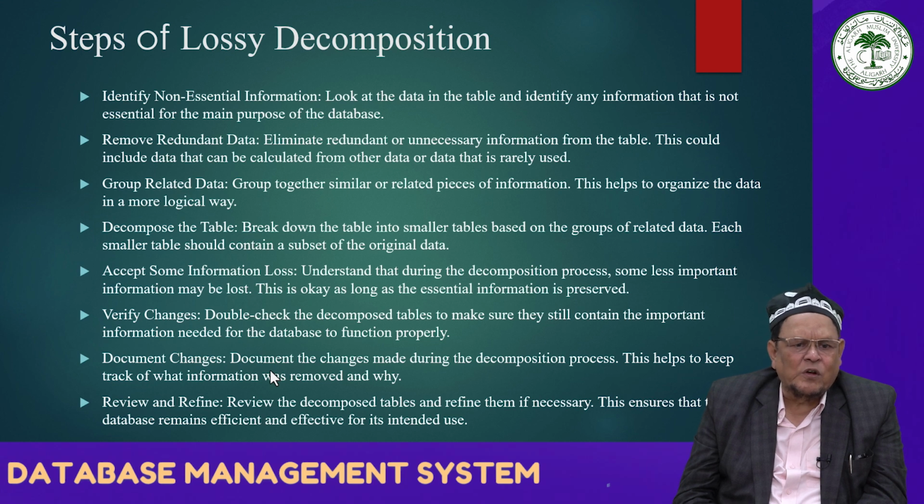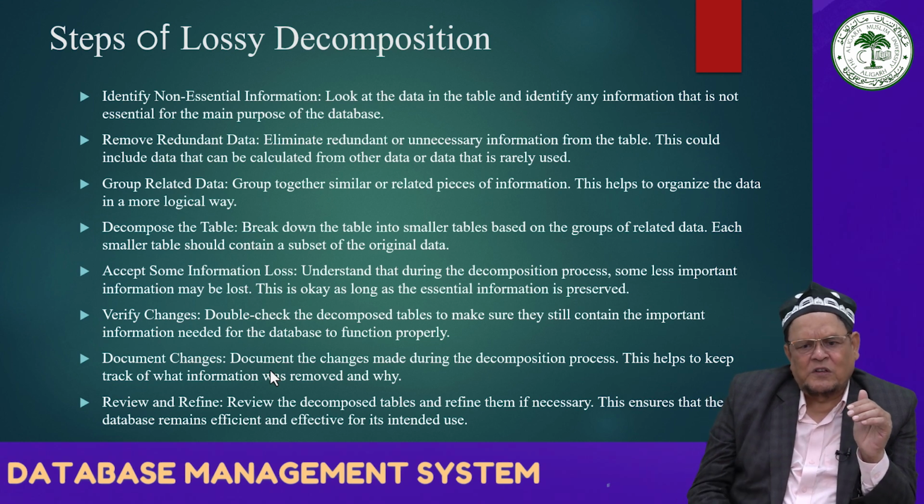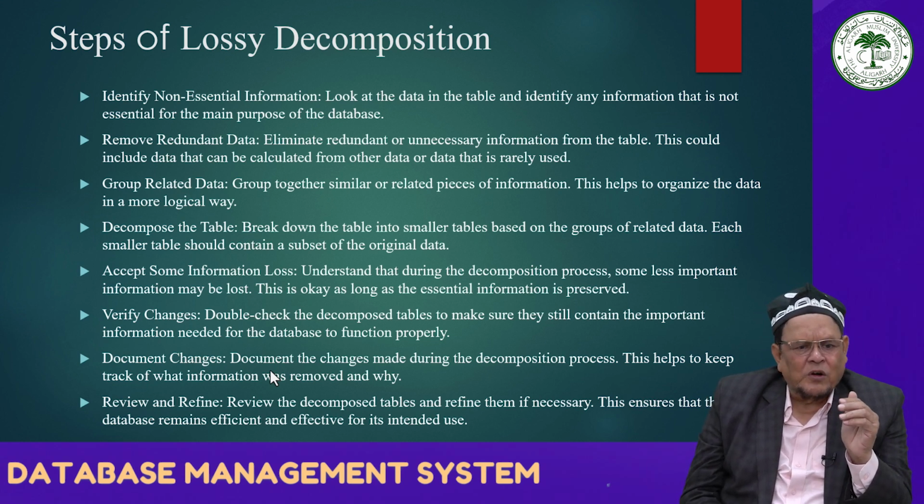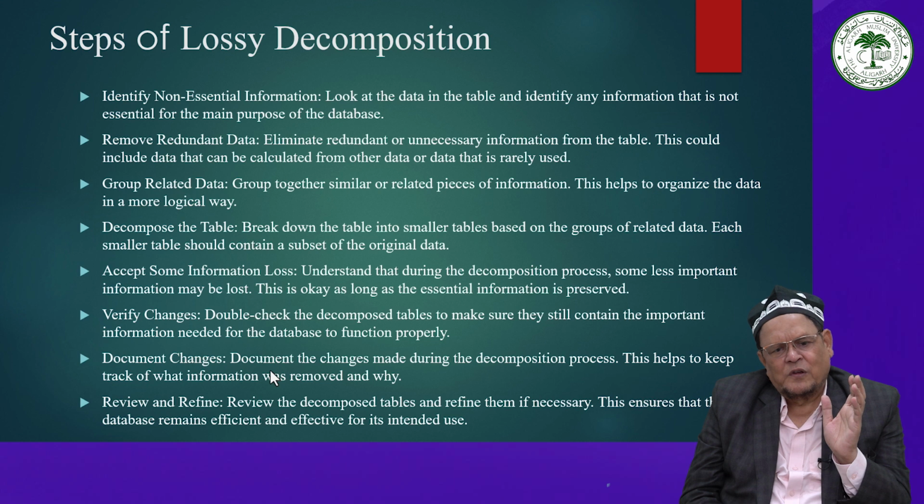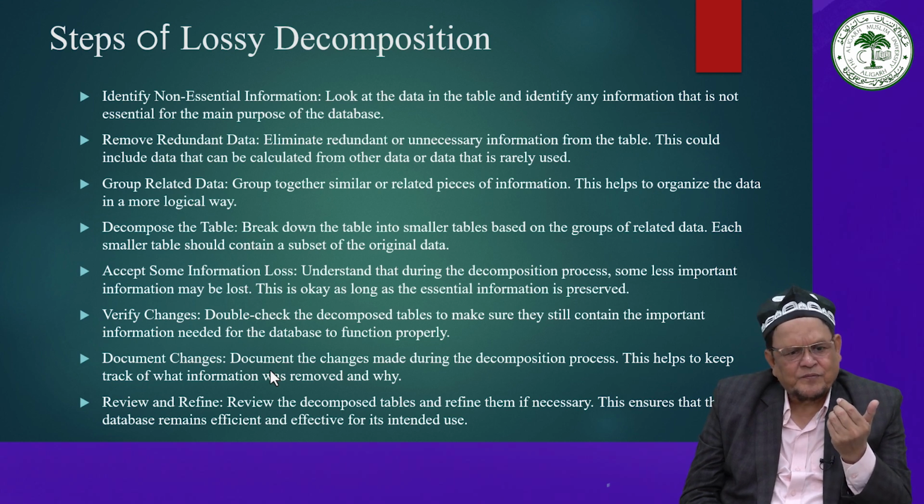Each smaller table should contain a subset of the original table, except some information loss. Understand that during the decomposition process, some less important information may be lost. This is okay as long as essential information is preserved. So after decomposition, we are losing some unnecessary information.